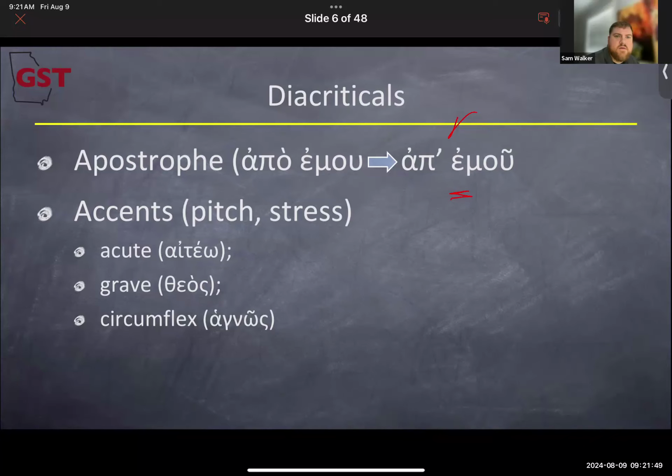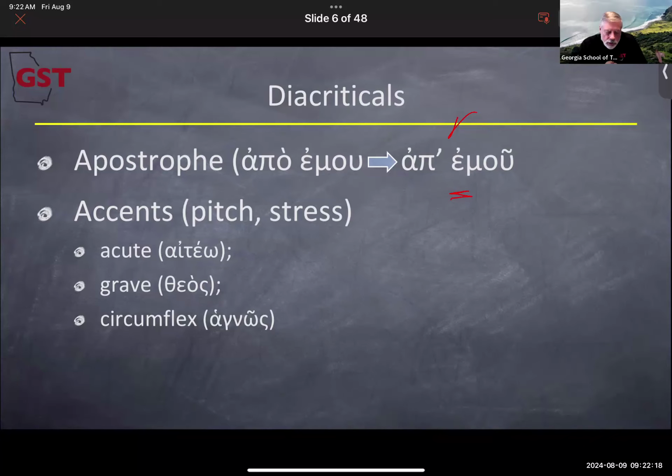Yes, sir. Okay, that's all it's doing. You don't pronounce that last vowel anymore. Right, the omicron is gone. You just say ap' emu. Yeah, but the apostrophe is important because it tells you there was a vowel there. You may not know which vowel it is, but there was a vowel there. So instead of apo emu, it's ap' emu, and so you can read it a little smoother.